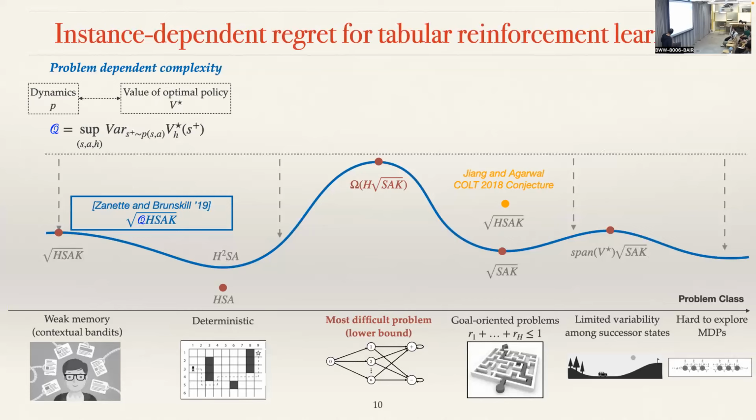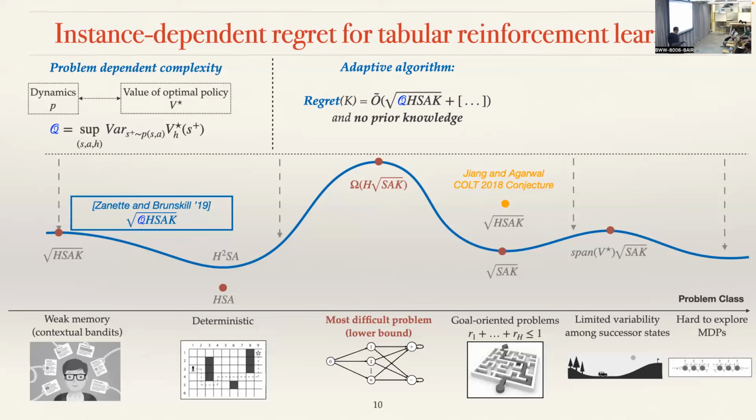First of all, we proposed a problem-dependent complexity measure that characterizes the complexity of different reinforcement learning problems. In particular, it is defined by the interaction of the system dynamics and the value of the optimal policy. It is defined as the variance of the next state optimal value function. This is not something that the algorithm can compute if you do not know the actual Markov decision process, because the optimal value function is unknown and the dynamics are also unknown. But nonetheless, you can design an algorithm that has a performance bound that scales with this quantity, which is generally unknown. And the algorithm doesn't need to know that.